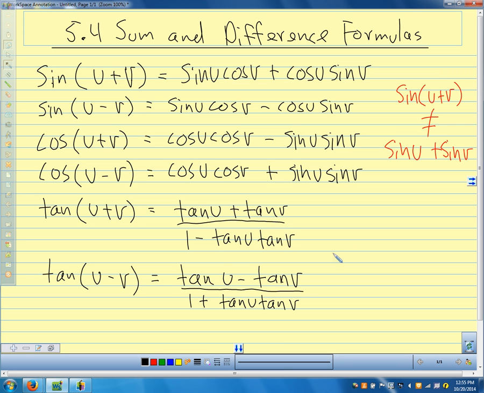All right, so what I want to do next is go through some examples of how we are going to use these formulas, and what kinds of questions you might be asked that involve these formulas. All right, we good? Okay.